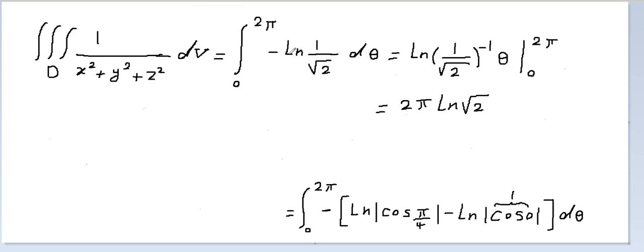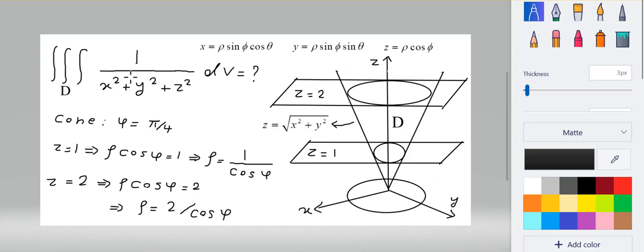This is a constant. By the properties of the logarithm, minus ln of 1 over the square root of 2 equals ln of 1 over the square root of 2 to the power of minus 1. And the integral of d theta is theta from 0 to 2 pi. So this equals 2 pi, and this equals ln the square root of 2. So 2 pi times ln the square root of 2. This is the answer to this triple integral on this region D using the spherical coordinate system for our substitution.